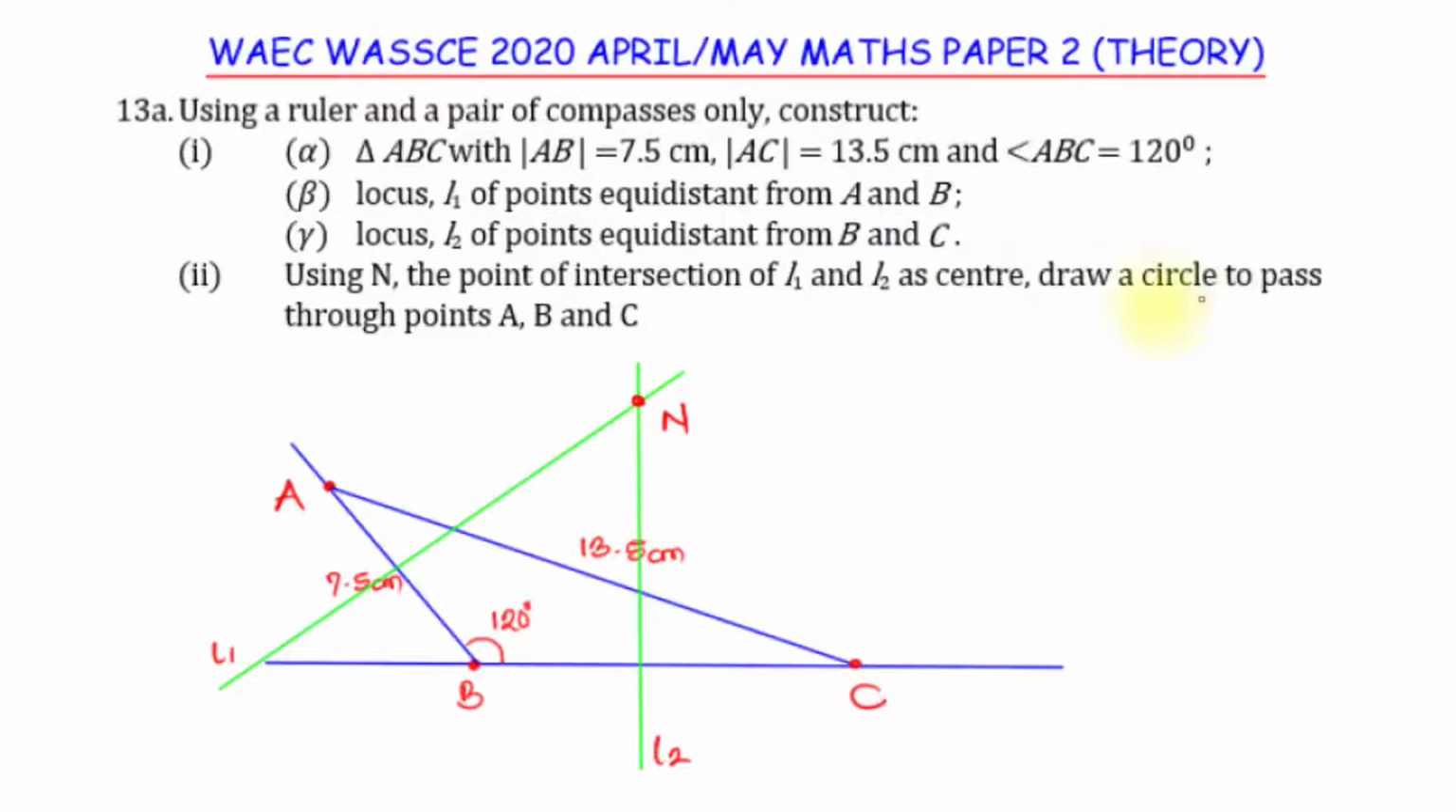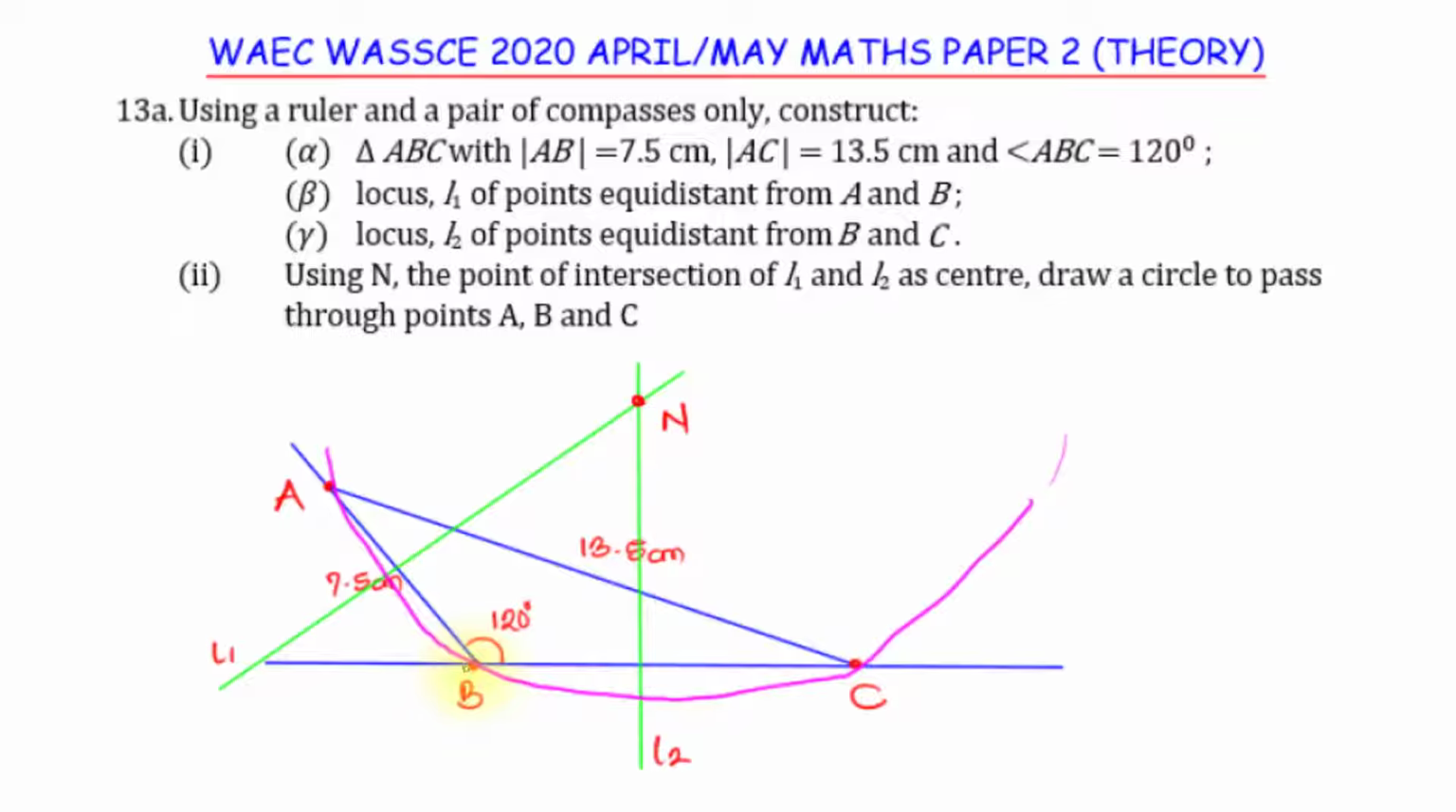Then we have to draw a circle to pass through the points A, B, and C. So that means that from N to any of these vertices of the triangle, it's going to be the radius of that circle we have to draw. So the circle will now look something like this. N as the center, then from here, you may have something like this. And then the circle will just continue and go all around like this. So this is what our diagram is going to look like.